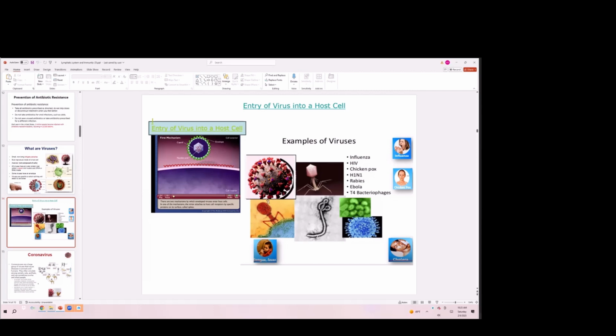Examples again of some viruses are the ones that cause influenza, HIV, chickenpox, H1N1, colds, rabies, Ebola. And the thing about viruses is, you think they attack only plant or animal cells? No. There are some that attack bacteria. So bacteria themselves have issues with viruses. The ones that attack bacteria are called bacteriophages.